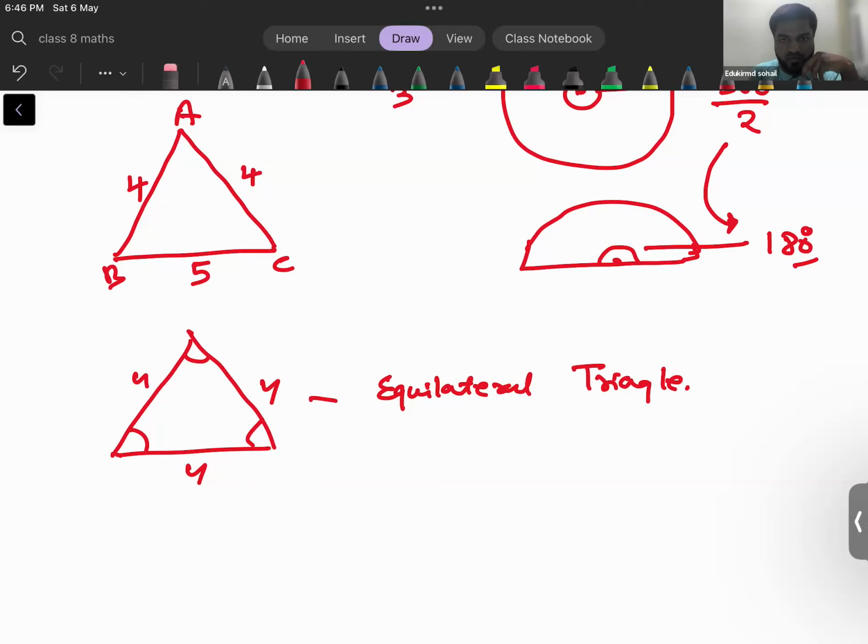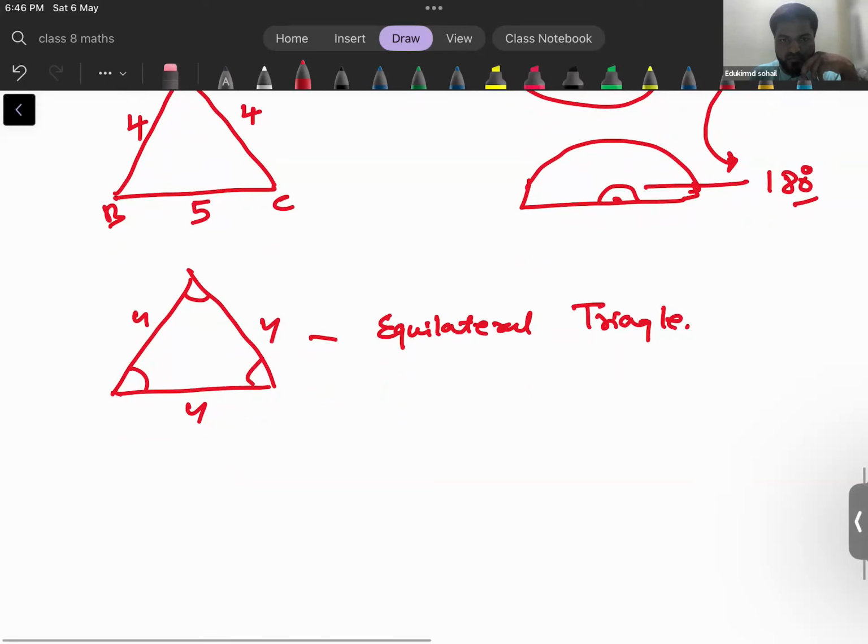Ifra, your voice is not clear. Can you repeat what you just said? I'm saying that four properties are there for it: side, angle, and angle. Okay, that is the property for congruency. That is how we find whether two triangles are similar or not. But here I'm talking about the angles being equal.